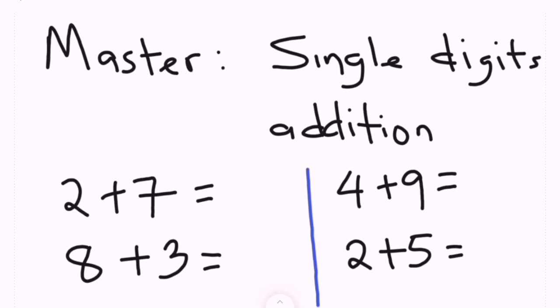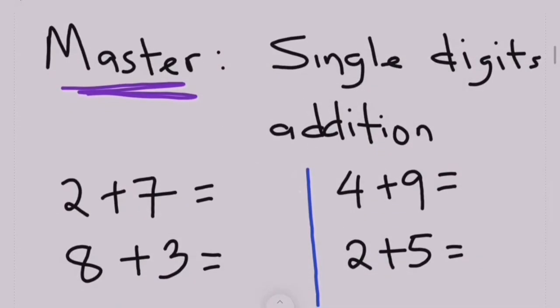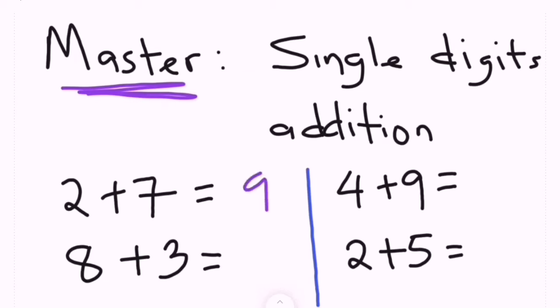And now the key thing is to master single digit addition. By single digit, I mean numbers that are single digit like 0, 1, 2, 3 up to 9. So if you master how to add these two numbers very quickly, you will find it very easy to add any numbers no matter how big they are very fast. For example, I have 2 plus 7, which is 9, 8 plus 3, which is 11. I have 4 plus 9, which is 13, 2 plus 5, which is 7.